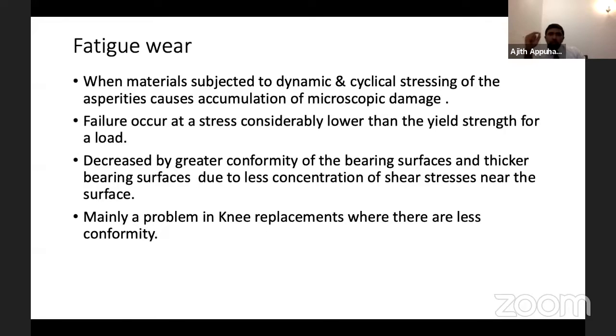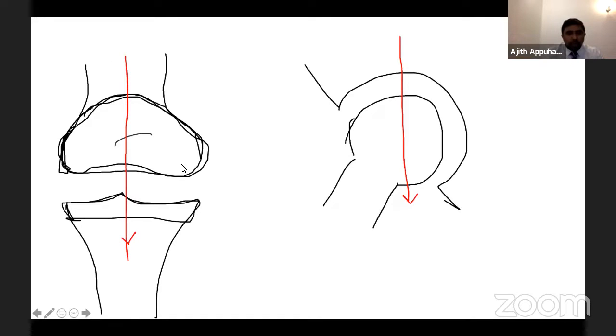So you need to know what fatigue wear is. That has the same definition as fatigue failure due to cyclical loading. The articular surfaces produce wear particles, and they fail at a stress level considerably lower than the yield strength of that particular material. This is what I wanted to explain.